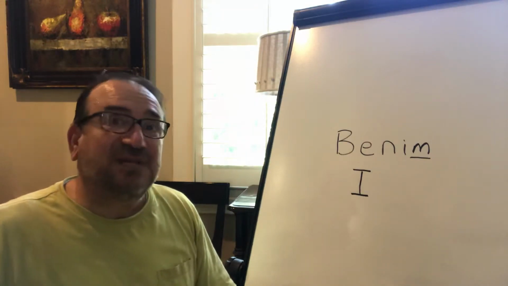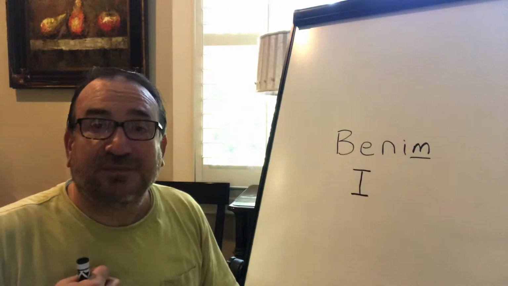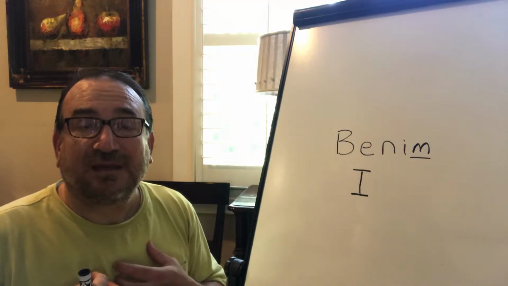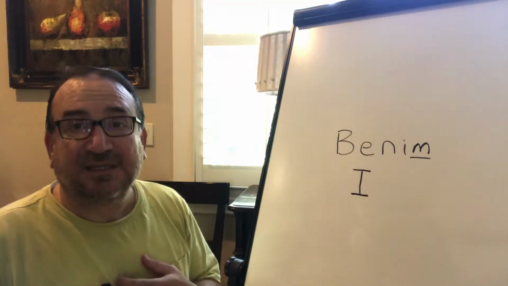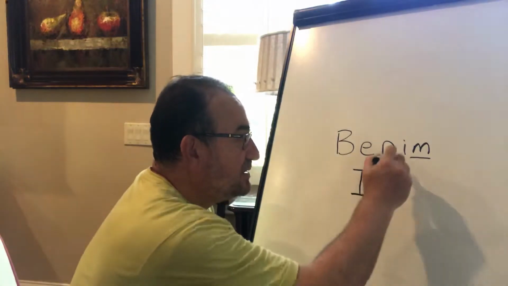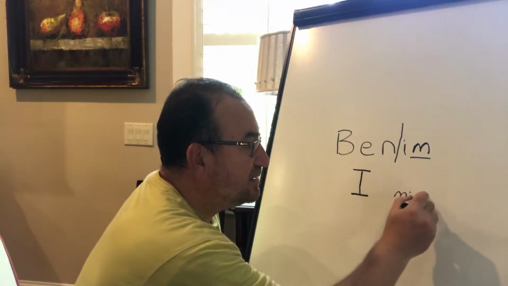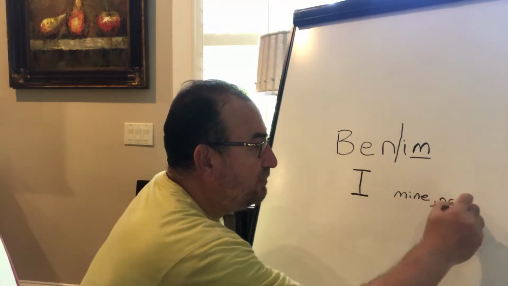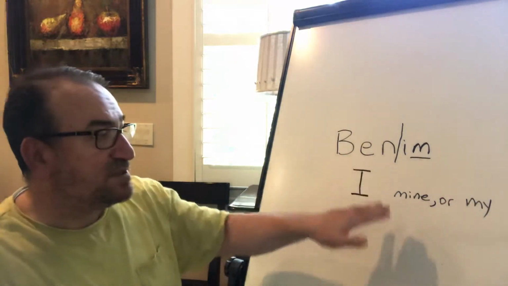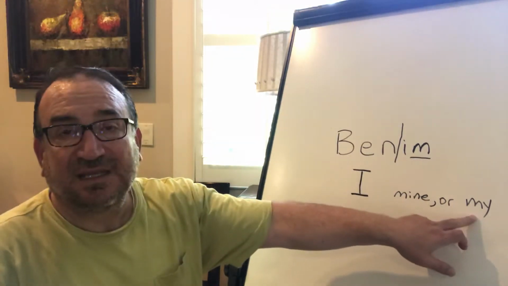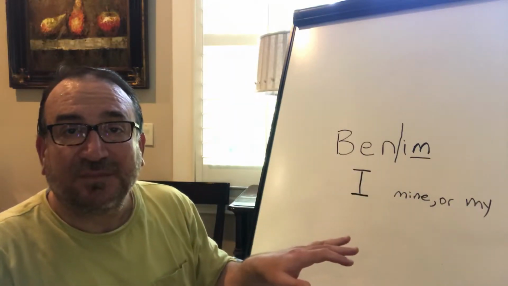And then, if somebody asks you, whose car is that? If it's yours, you say, benim. It belongs to me. Now, once we learn I, and this part is I, when you add this, mine or my. Okay? So it becomes mine or my. So in both instances, you use benim. You just cut the end.